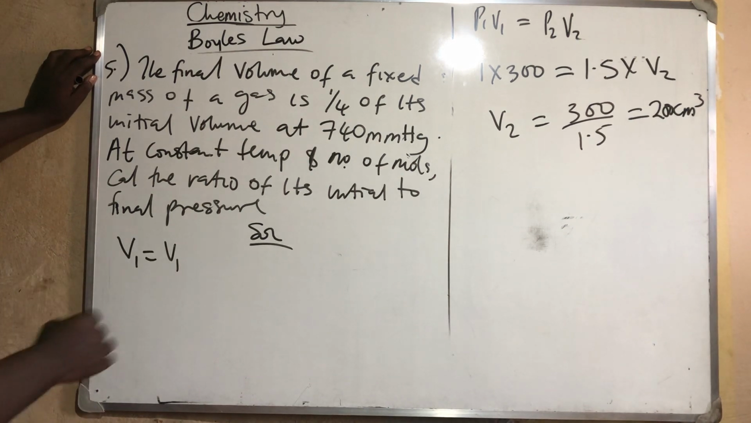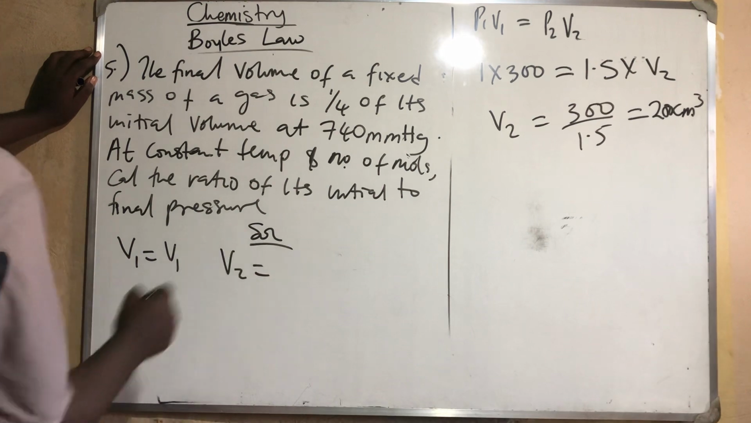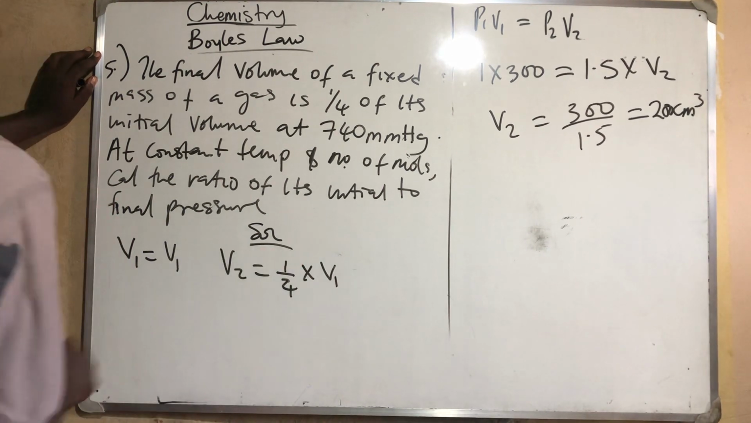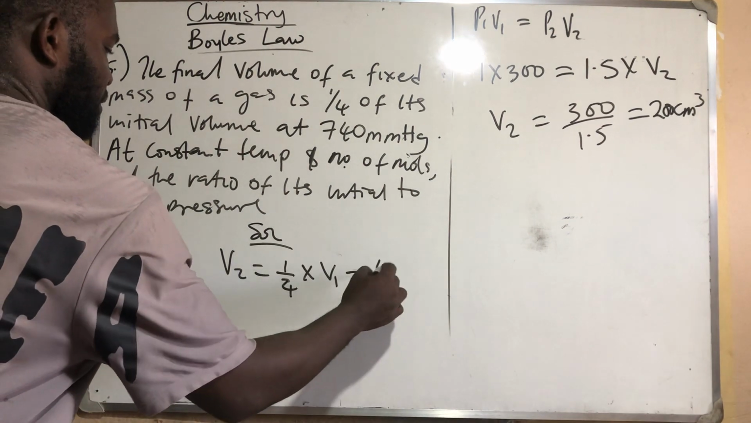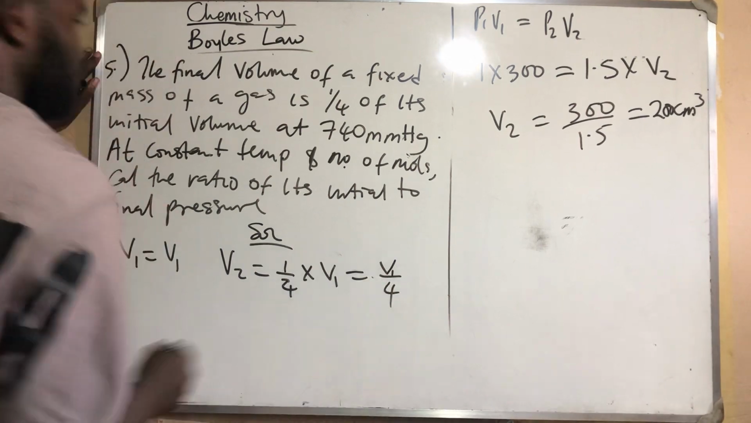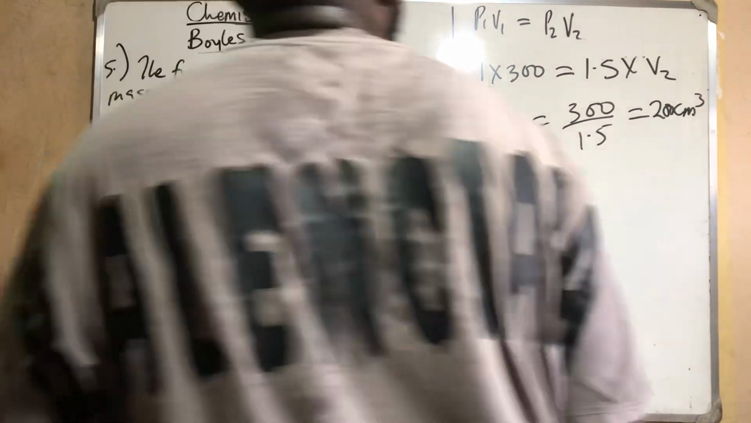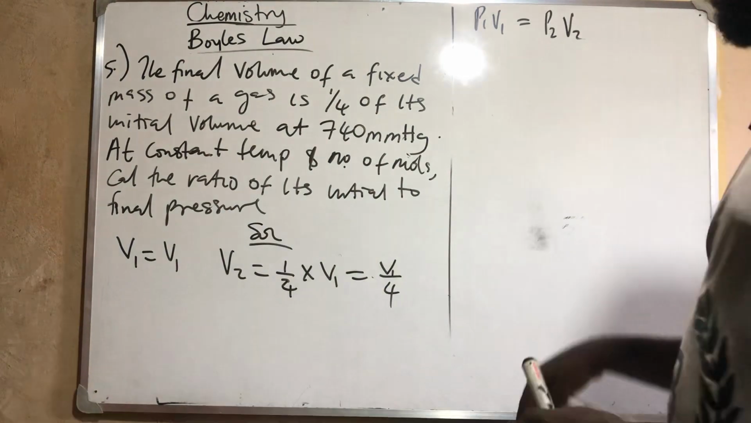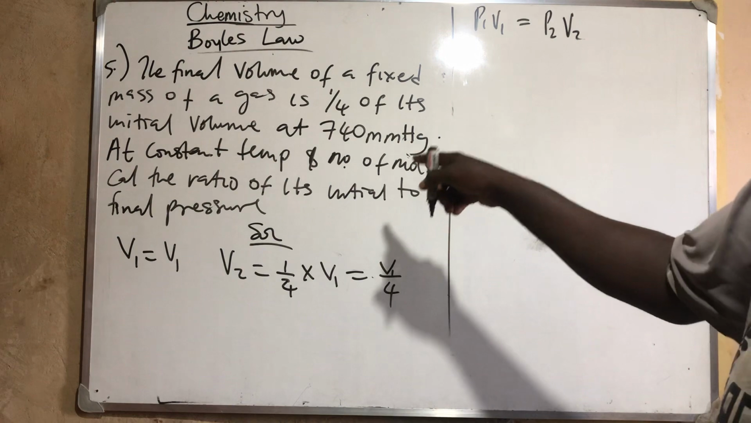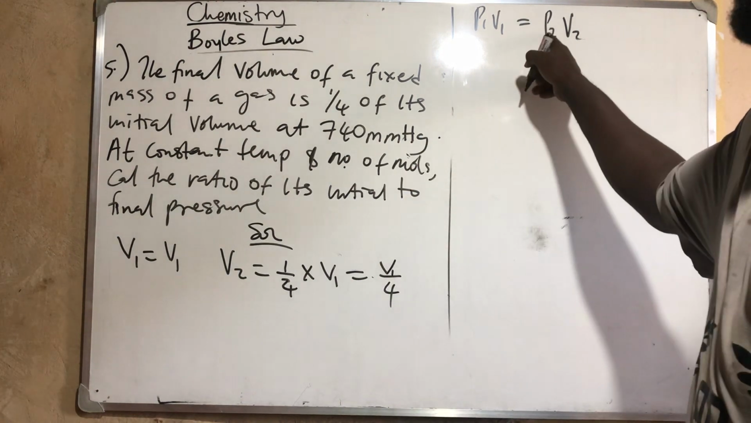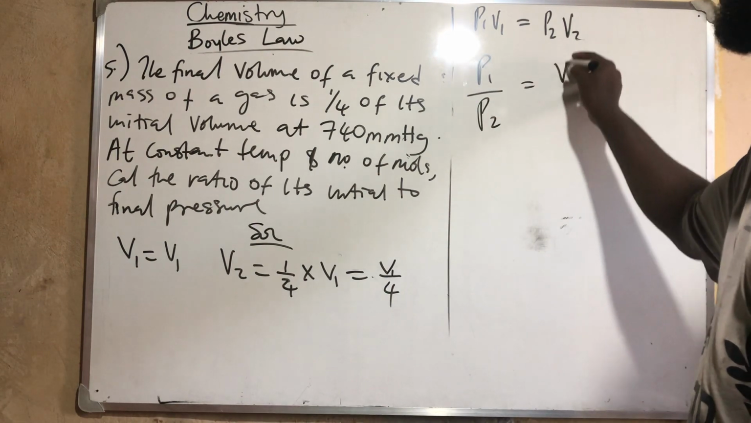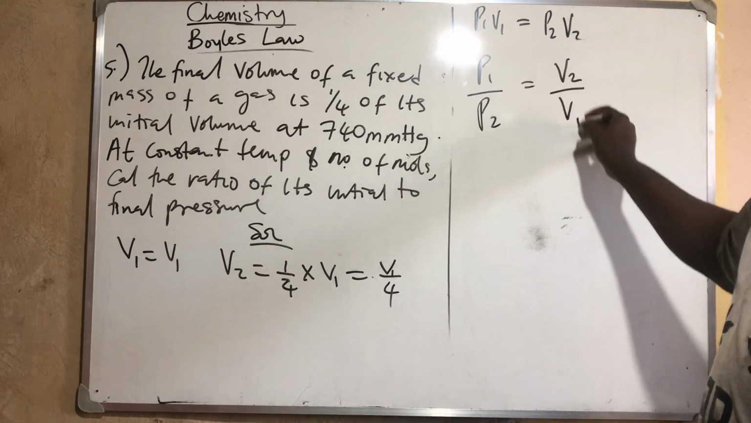Then my final volume V2, they said it is 1 over 4 times that initial volume. So that is V1 over 4. Okay, we still know our formula that said that P1 V1 is equal to P2 V2. And they say we should calculate the ratio of initial to final. They mentioned the initial before the final. So let me make this one come down to have that P1 over P2 is equal to V2 over V1.